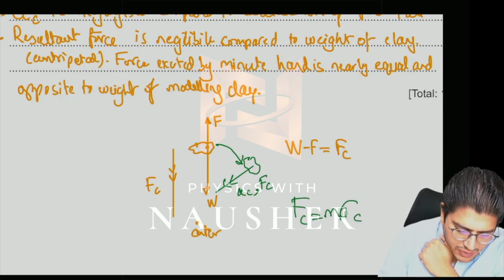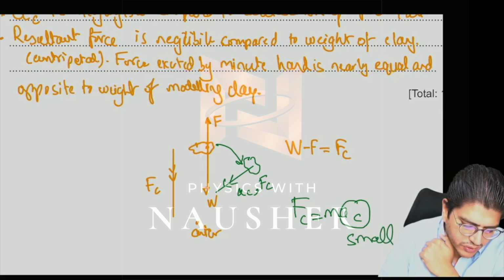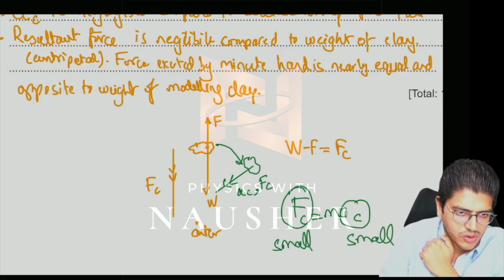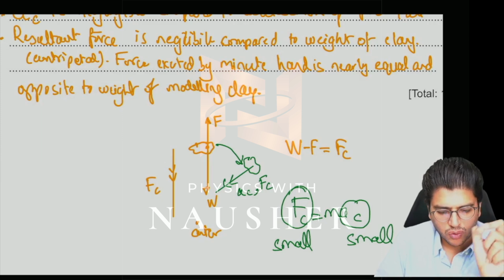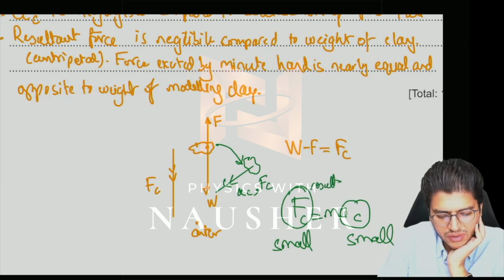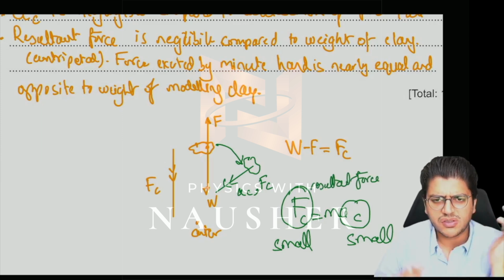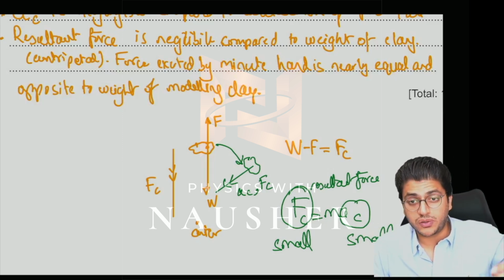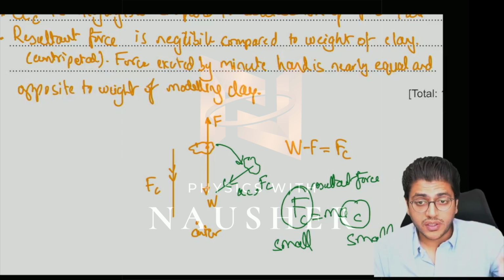So if centripetal acceleration is small, what do you say about central force? Central force is also small. And you all know that centripetal force is a resultant force. I always tell my kids, centripetal force is always due to other forces. Now, what are the other forces?